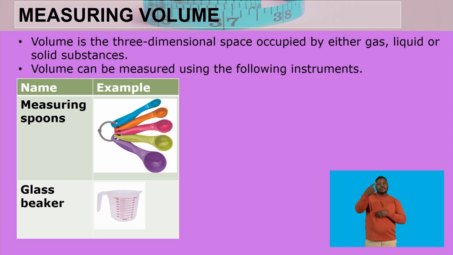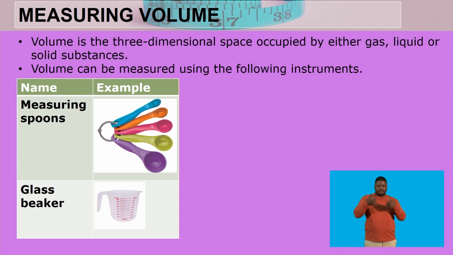The first instrument is measuring spoons. These measuring spoons, we normally use when we are cooking. If you want to add an amount of salt, you can use this measuring teaspoon, the smallest one. If you want to add flour or baking powder when you're baking, these are the measuring spoons that we use for measuring volume.